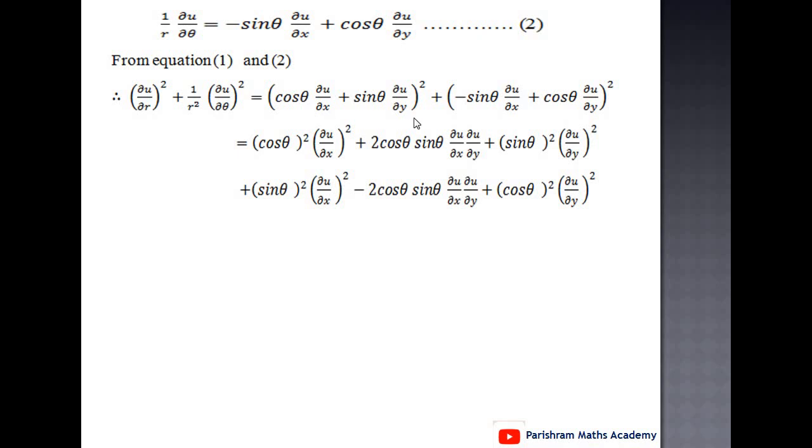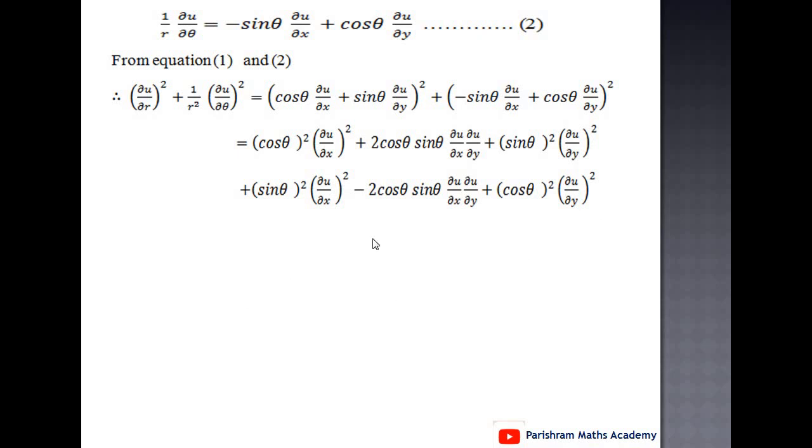The first square expansion is cos²θ into (∂u/∂x)² plus the middle term 2 sin θ cos θ into ∂u/∂x into ∂u/∂y plus the square of the second term, sin²θ into (∂u/∂y)². Plus the second square expansion, sin²θ into (∂u/∂x)², the middle term minus 2 sin θ cos θ into ∂u/∂x into ∂u/∂y, plus the second term squared, cos²θ into (∂u/∂y)².